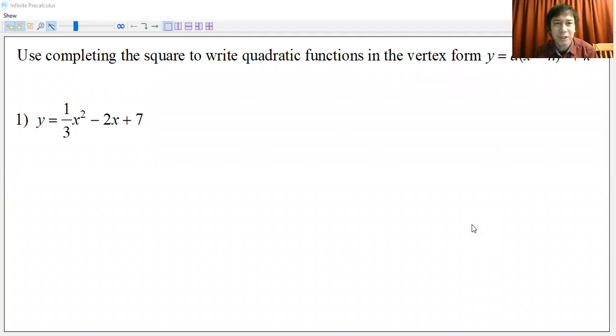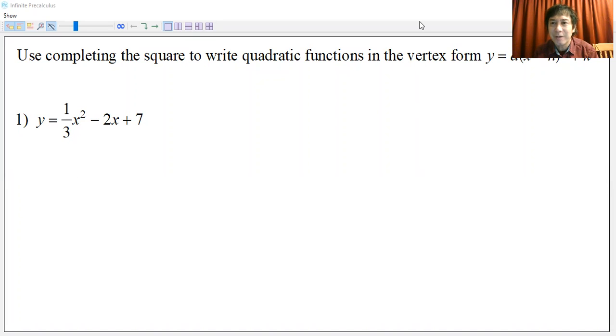So transformations. We're going to see the problem set on the other screen right now. So it will be this portion. Okay, so this is the instruction. Use completing the square to write quadratic functions in the vertex form. y is equal to a times the quantity x minus h squared plus k.